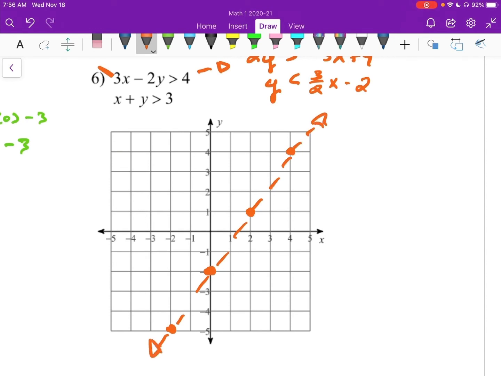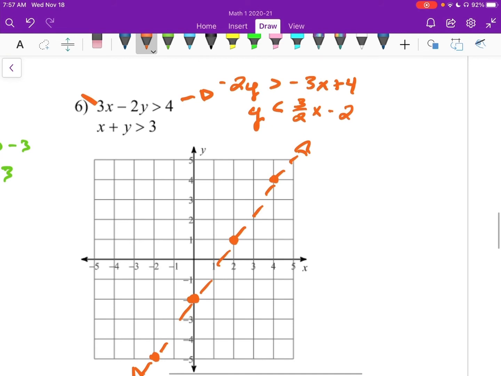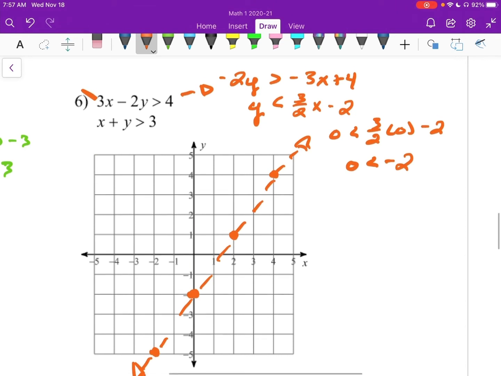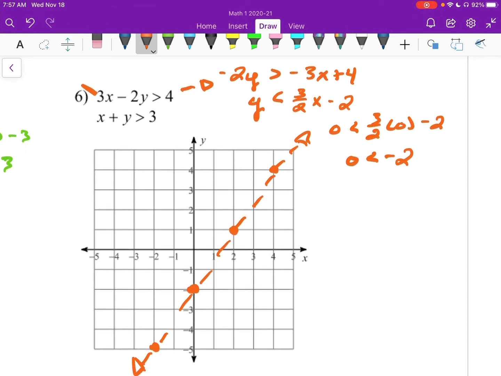And now I need to plug in the point 0, 0. So I'm going to say, well, 0 is less than 3 halves times 0 minus 2. So 0 is less than negative 2. And the question is, well, is that a true statement? No, 0 is not smaller than negative 2. So I'm going to shade away from 0, 0.